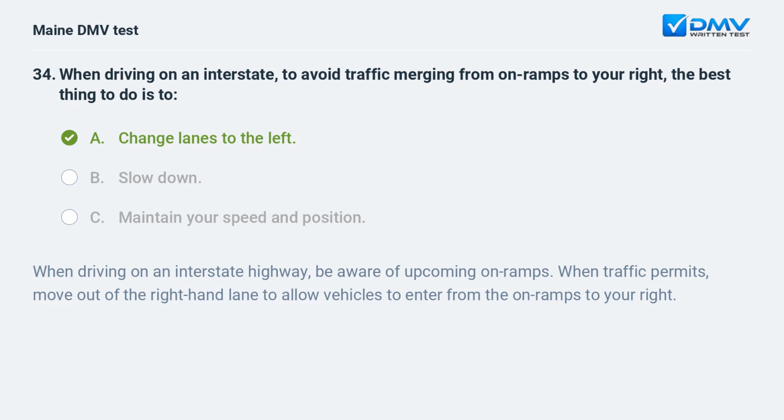A. Change lanes to the left. When driving on an interstate highway, be aware of upcoming on-ramps. When traffic permits, move out of the right-hand lane to allow vehicles to enter from the on-ramps to your right.